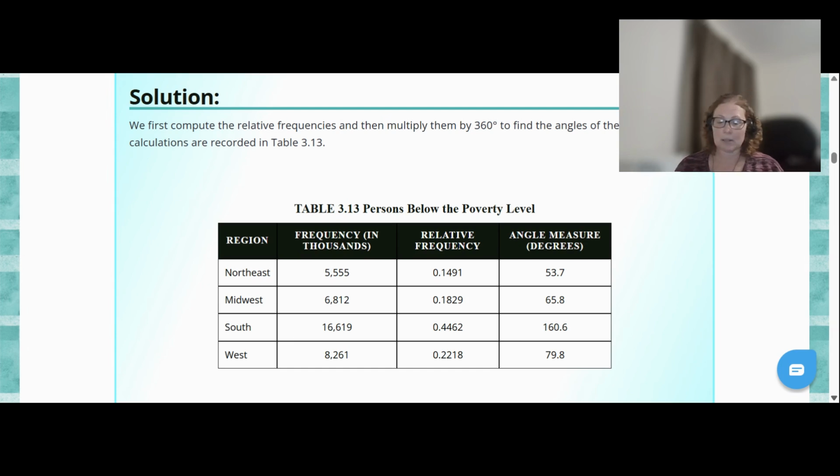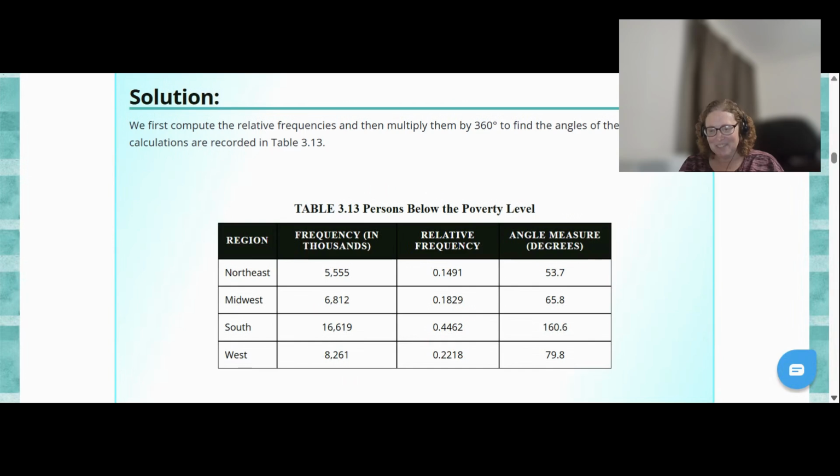So, for example, let me add that up and then I will tell you. 5555 plus 6812 plus 16619 plus 8261 is equal to 37,247. And you should probably write that down somewhere because you're going to use it a couple of times. So it's best to make sure you write it down correctly.